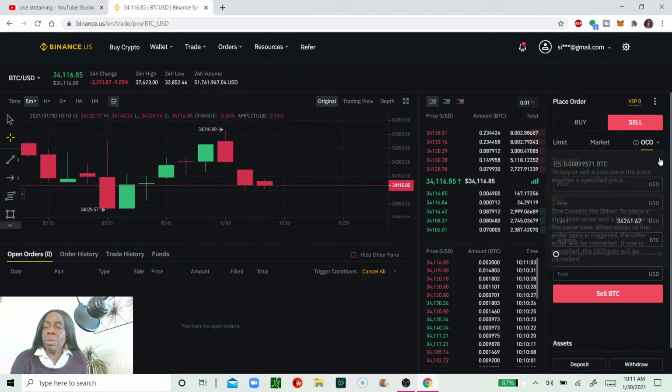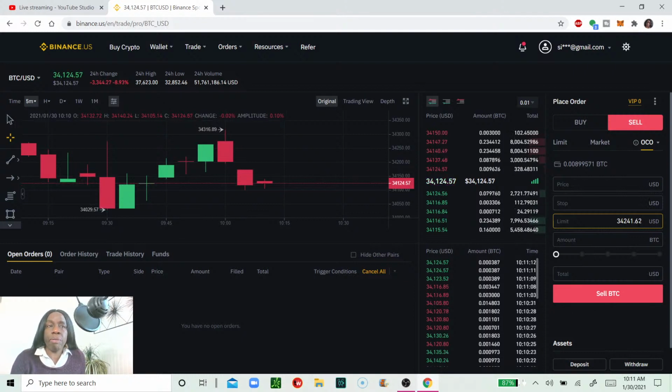So with the OCO order, once you click on it, it brings up three boxes instead of the two. The price box is where you're going to set your take profit. So again, we believe in Bitcoin, so we believe it's going back to 36,000. So that is our take profit. We've entered it right there. And then we want to set the stop loss.